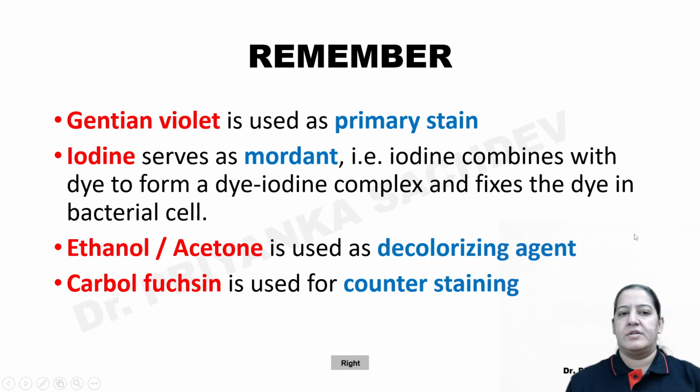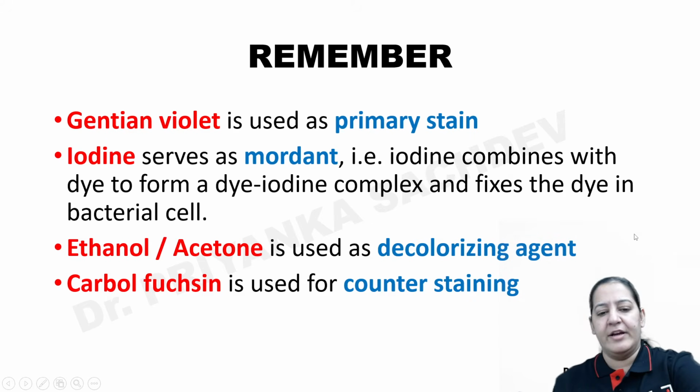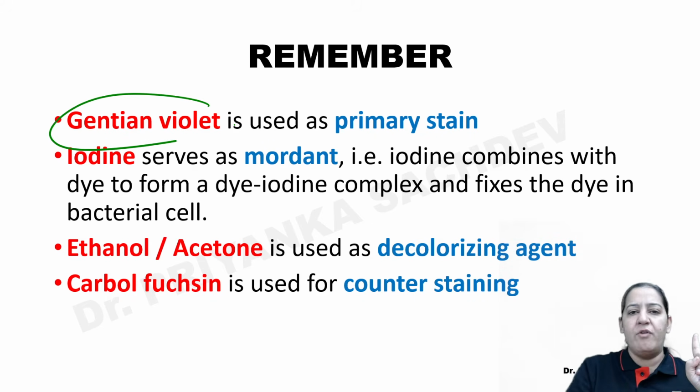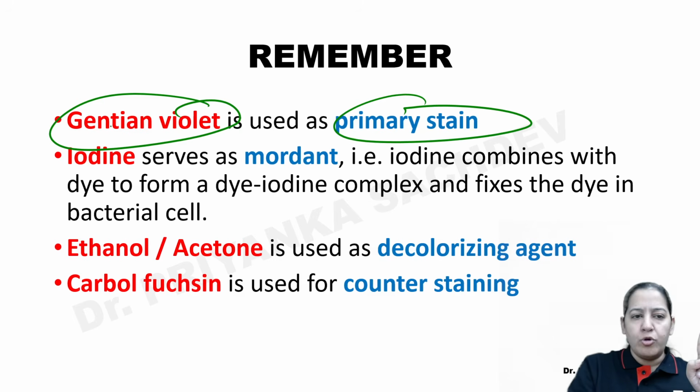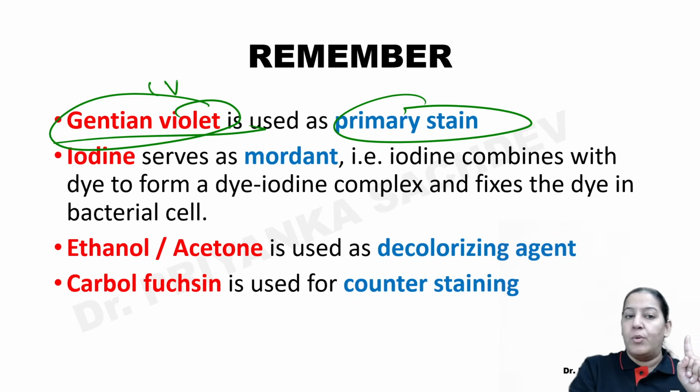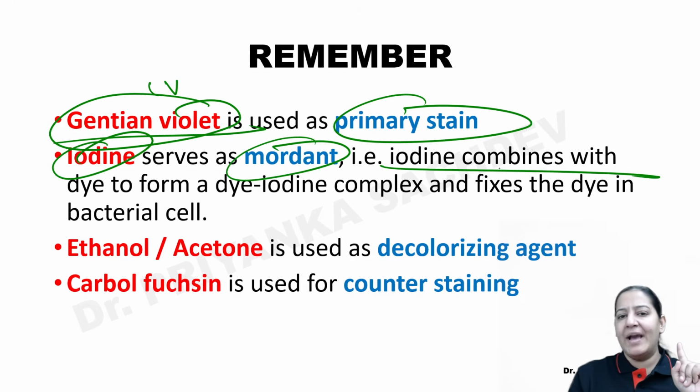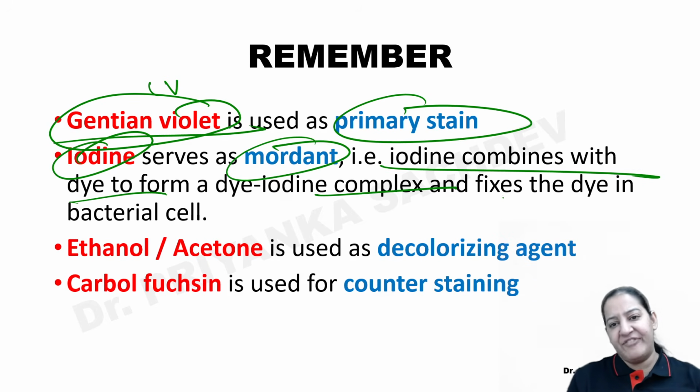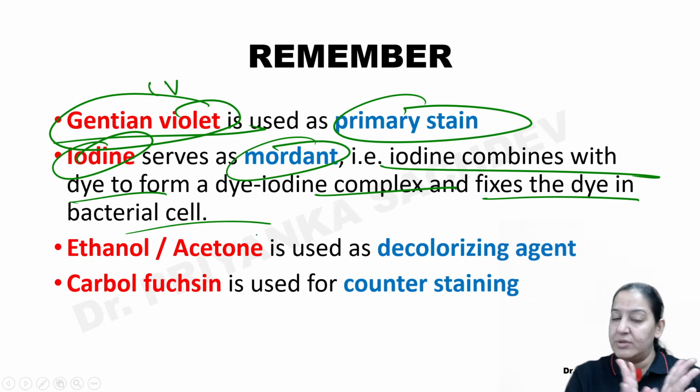So I guess everyone got it, right? The 4 steps are crystal clear to you. Say yes or no. What is gentian violet? It is used as a primary stain. Not only gentian violet, it can be crystal violet also, any violet. Iodine acts as a mordant. So iodine combines with the dye, forms a complex and fixes the primary dye inside the cell so that it does not leak out. It prevents leaking.